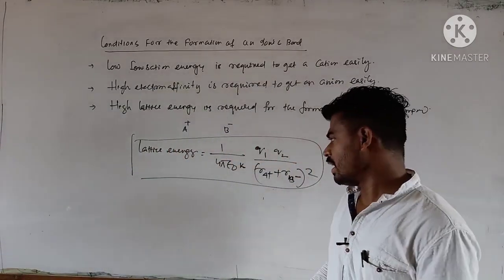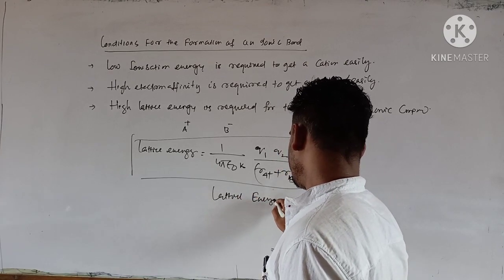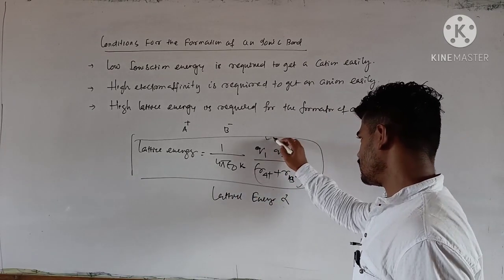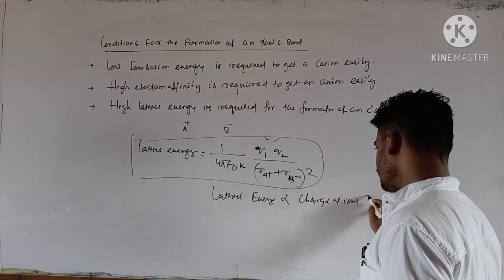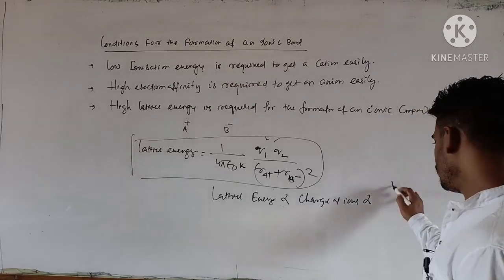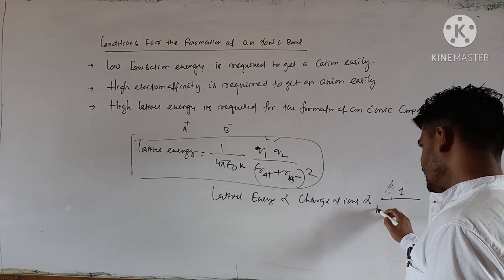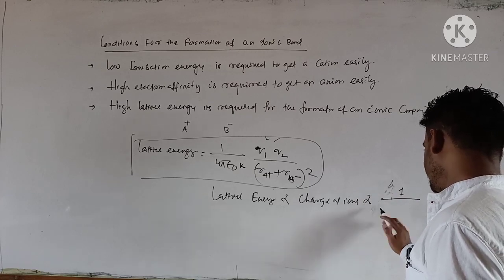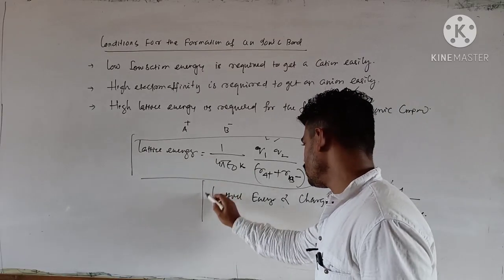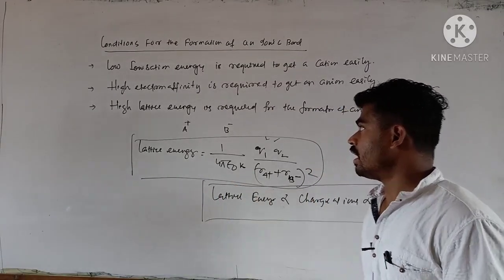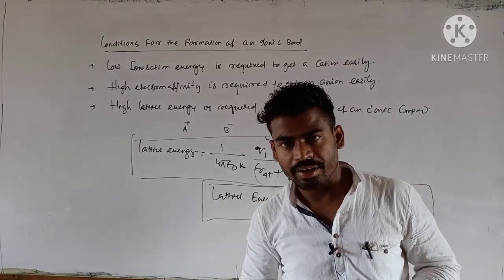That means lattice enthalpy or energy is directly proportional to the charge of the ions and inversely proportional to the distance between the two ions, that is, inversely proportional to ionic size. Is that clear? These are the favorable conditions for the formation of an ionic bond.